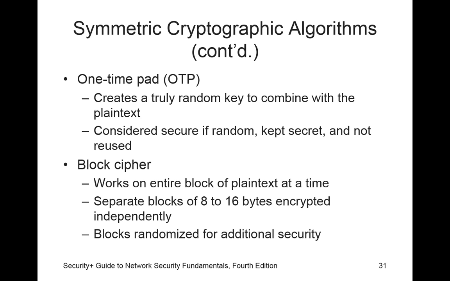All right? Then we have the one-time pad. Basically just a random key that gets generated and built off of that, and is never reused. Block ciphers. Now those are fun. Works on an entire block of plain text at a time. Separate blocks of 8 to 12 bytes encrypted independently. And then when it's sent, the blocks are randomized.